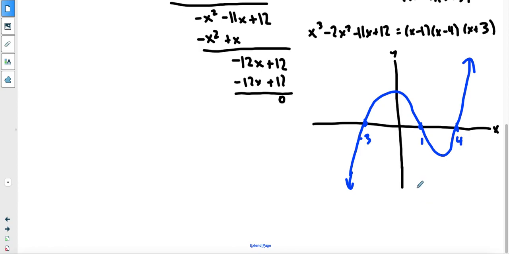And I can see from my graph here, my polynomial is going to be less than or equal to 0 when x is less than or equal to negative 3. Also, my polynomial is less than or equal to 0 when x is between 1 and 4. So we can see that our polynomial is going to be less than or equal to 0 when x is greater than or equal to 1 and less than or equal to 4, like that.